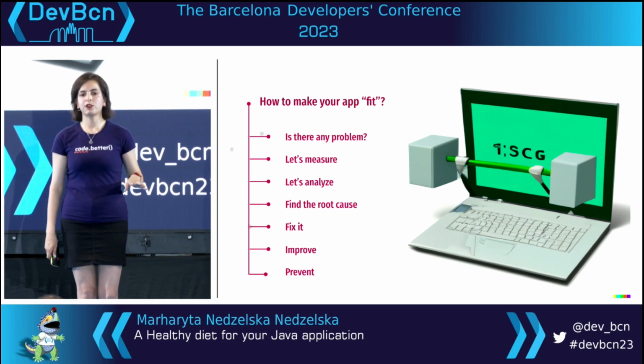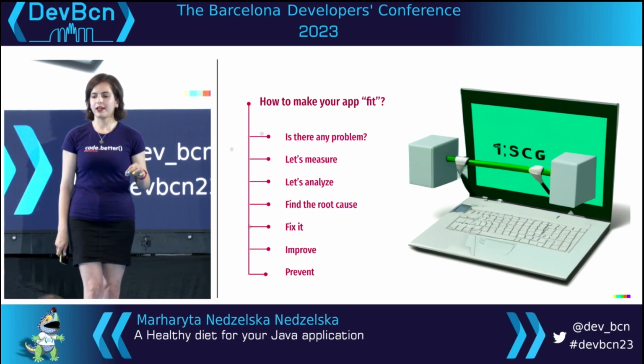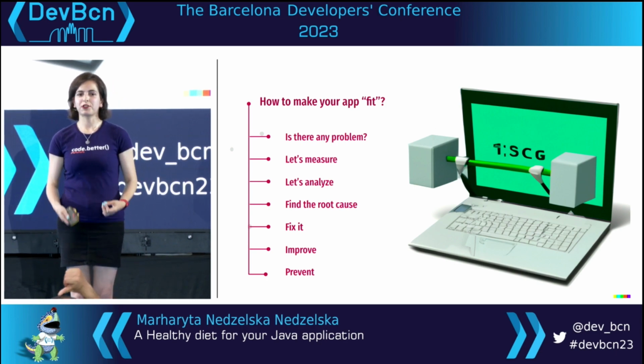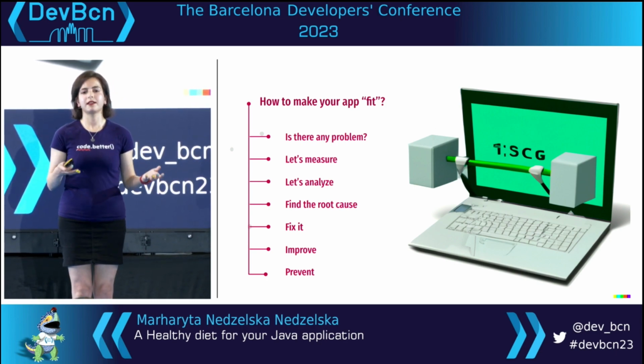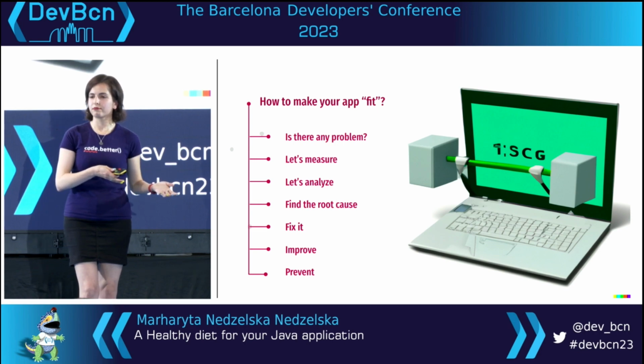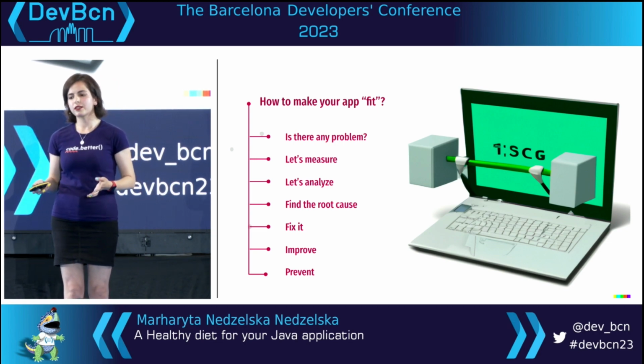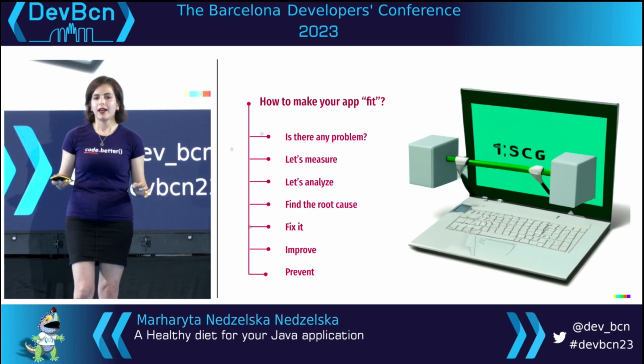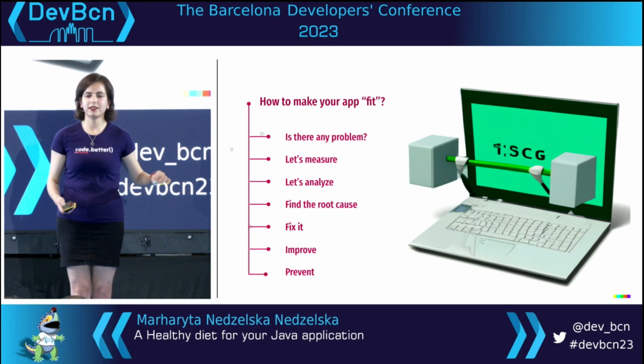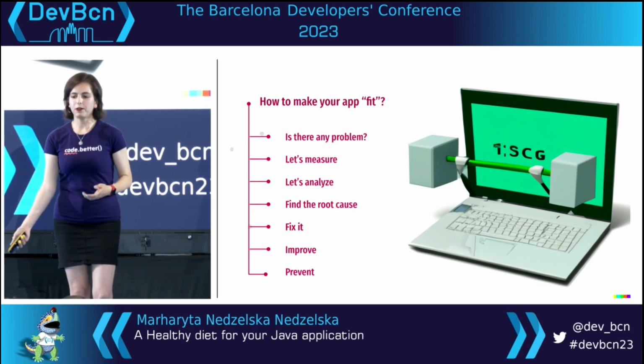So we know how to improve it. And the last step in the fixing and making your application fit is to prevent. Because we had some problem in the past. We fixed our memory leaks. We reduced memory footprint. We are now satisfied. But we need to make sure that the problem will never happen again, at least in the same place. So what we can do to prevent?